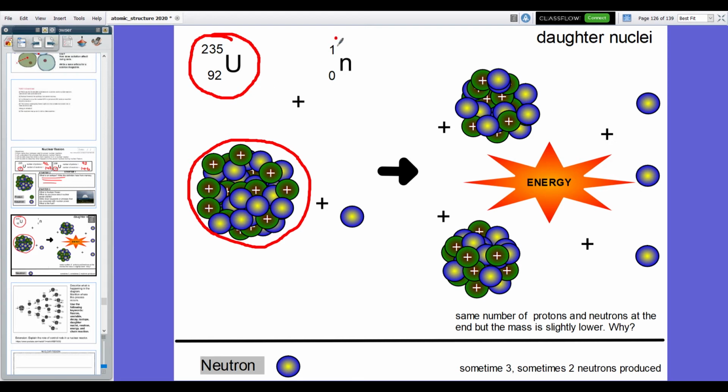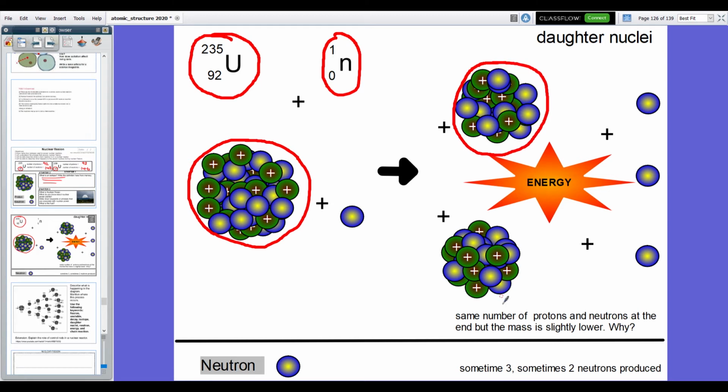However, by the addition of one neutron, we end up with uranium-236. Uranium-236, made in this fashion, is extremely unstable, and it undergoes nuclear decay. The type of nuclear decay it undergoes is called nuclear fission.